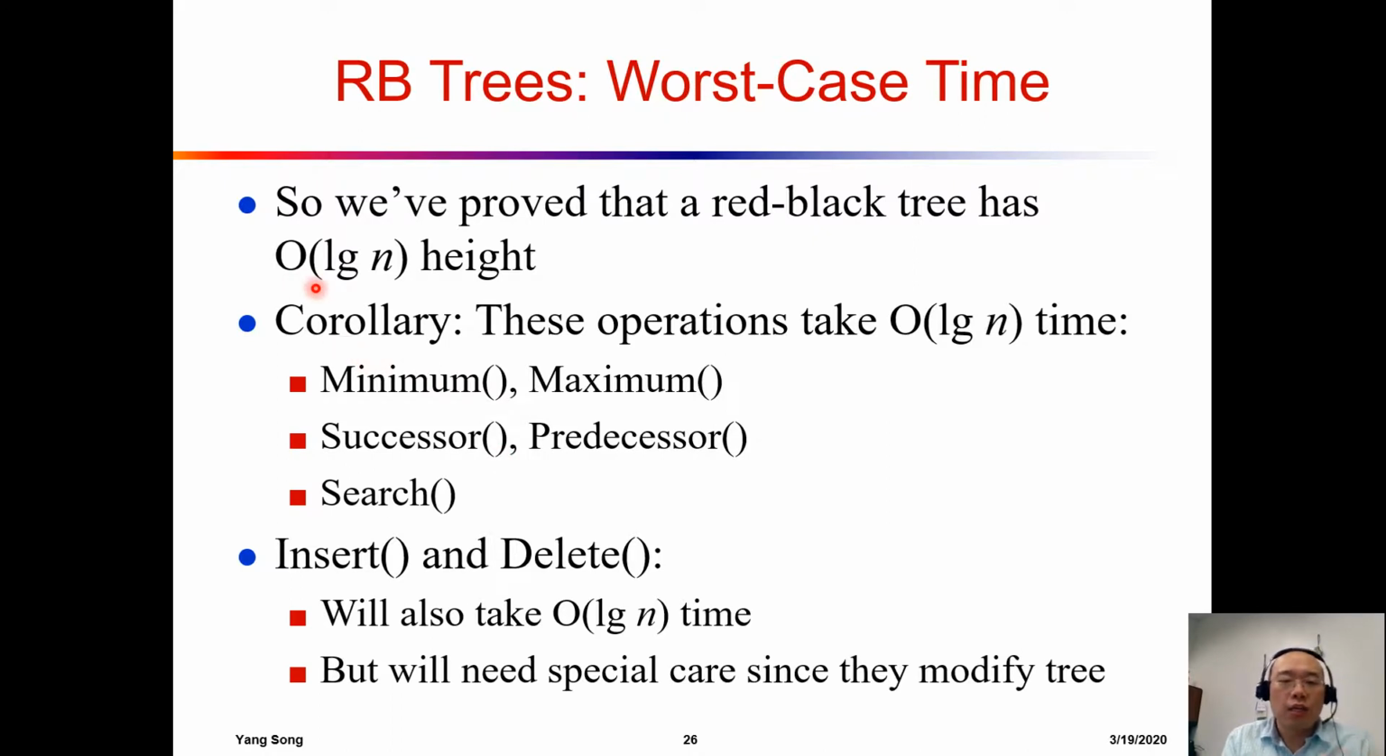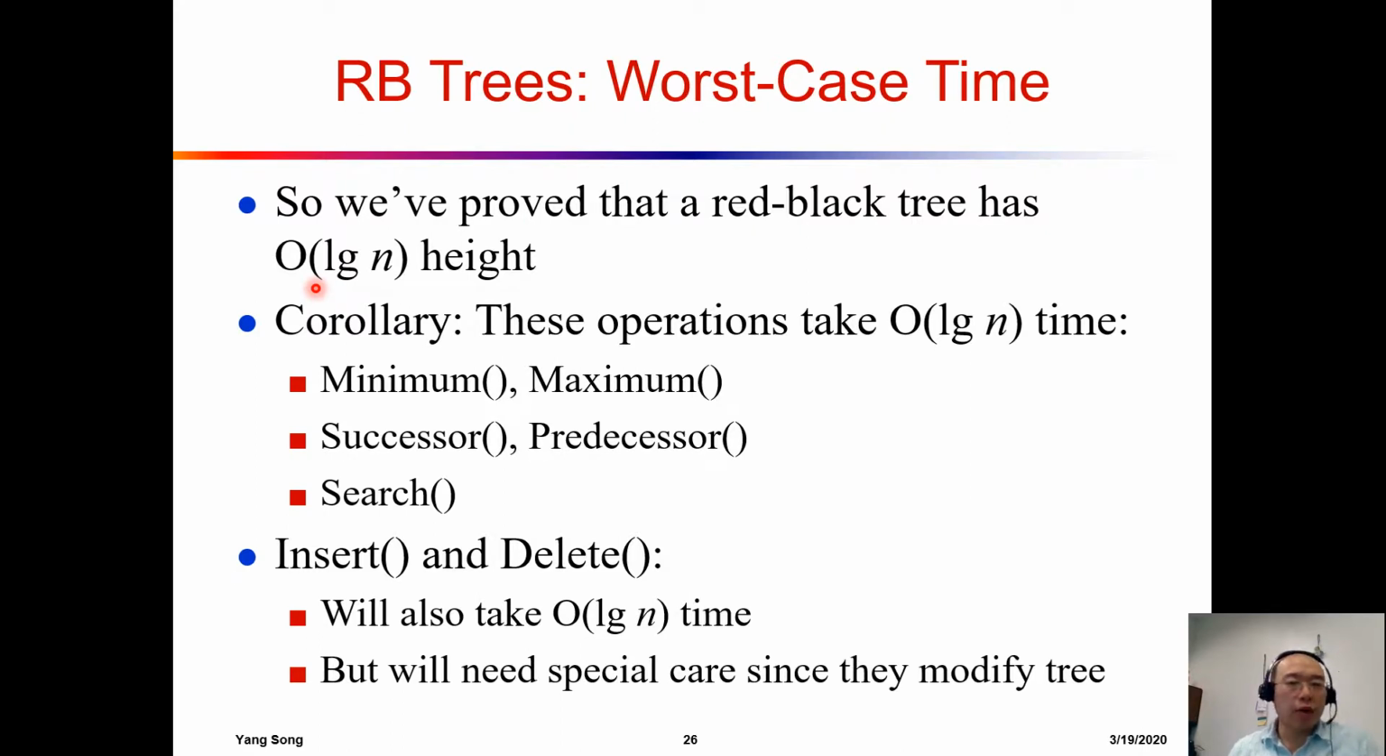This means if we want to find the minimum, this operation is guaranteed to be done in O(log n) time. The same thing for the maximum: we just go right, go right, go right, so it can be done in O(log n) time. For the successor and the predecessor, it's the same, and for a search, that's the same too. So all those operations can be done in O(log n) time.